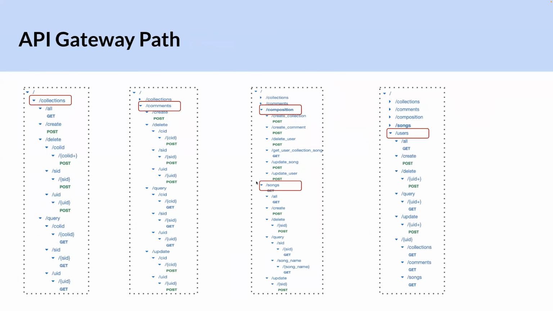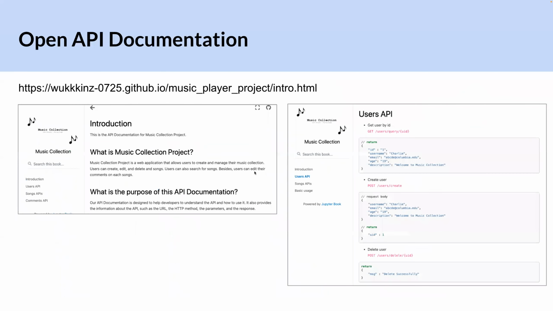Then, after deploying the 3 core microservices, we built API Gateway to integrate all of the APIs of these 3 microservices and wrote the API documentation. In order to let users get our Open API documentation more easily, we built a Git page via Jupyter Book. Here is the documentation. Users can check the API here, and there is a link to our GitHub repository.